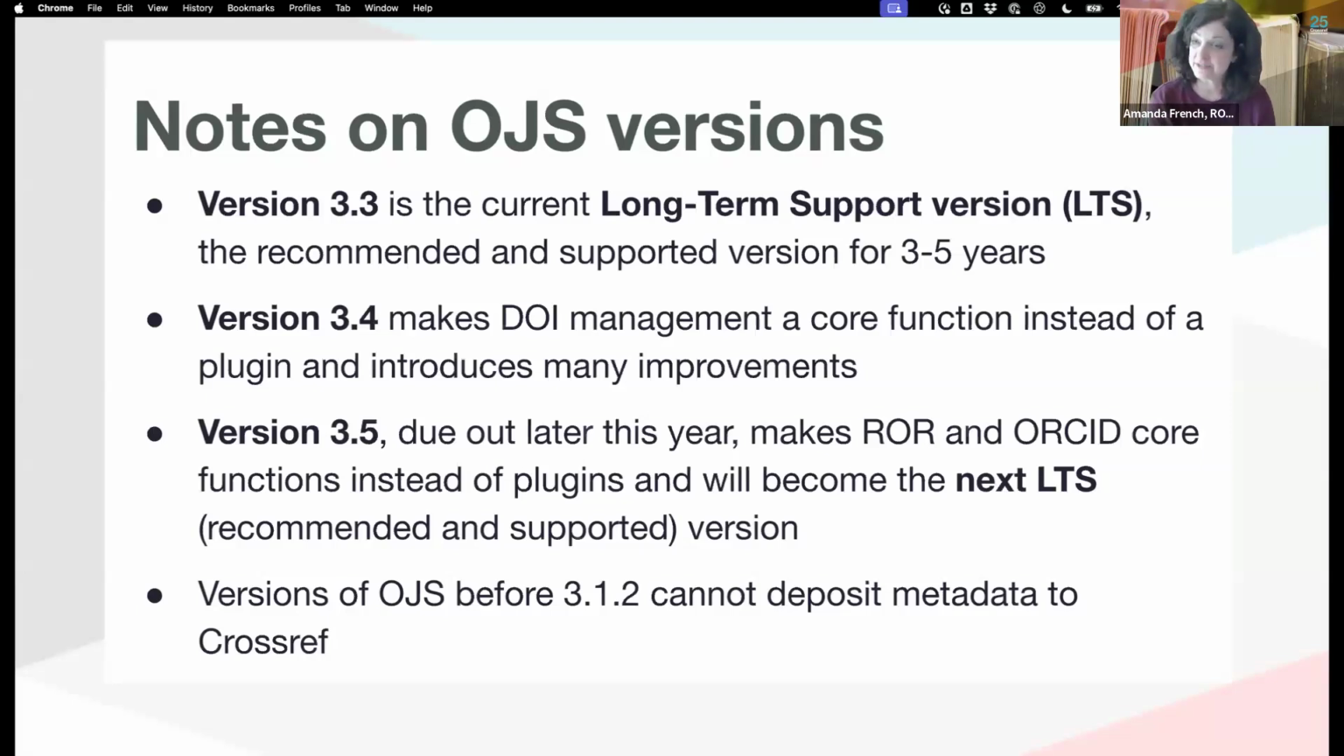Version 3.4, also a very good choice, makes DOI management, which we're going to talk about in this session, a core function of the platform instead of being managed by a plugin, and it introduces many other improvements as well. Version 3.5 is due out later this year, and one of the key things it does is make ROR, the Research Organization Registry, and ORCID IDs, ID management really, core functions of OJS instead of being managed by plugins. Version 3.5 will become the next long-term support version. And so version 3.5 will then continue to be recommended and supported for 3 to 5 years until the next great versions of OJS come out.